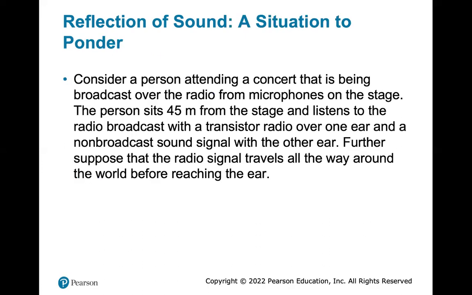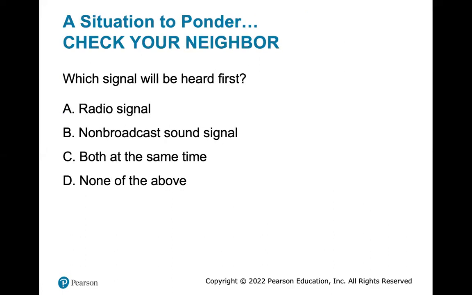Consider a person attending a concert that is being broadcast over the radio from microphones on the stage. The person sits 45 meters from the stage and listens to the radio broadcast with a transistor radio over one ear and a non-broadcast sound signal with the other ear. In other words, he's listening to the live concert. Further, suppose that the radio signal travels all the way around the world before reaching the ear. Now, which signal will be heard first? The radio signal, the non-broadcast sound signal, or both at the same time, or none of the above?